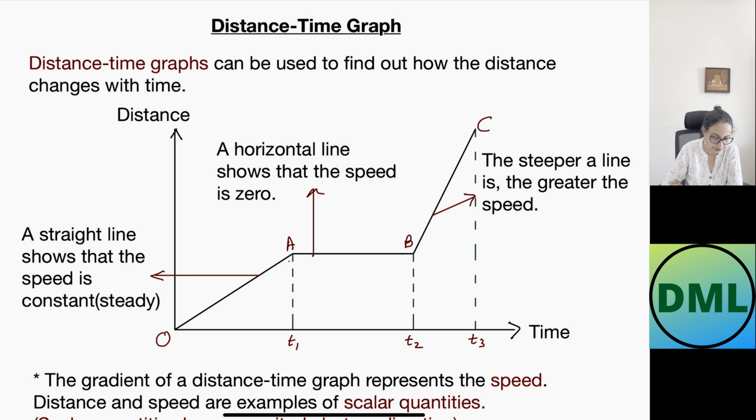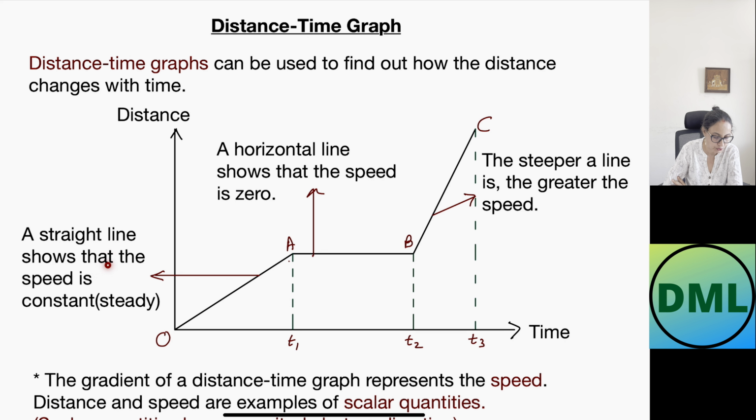First, we are moving from 0 to A in time T1, and then from A to B we are not moving at all. Can you see that the distance is not changing? We are at the same position. From B to C we are going from time T2 to T3. This is the slope of the distance time graph.